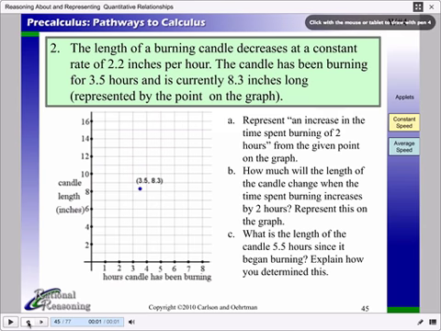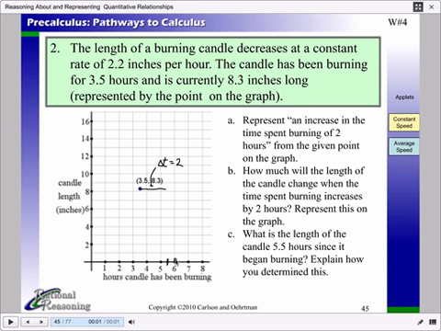Okay, so a change in the horizontal quantity means a horizontal line segment. That horizontal line segment right there represents delta t equals 2. You need a horizontal line segment that represents that change in time of 2 hours, starting at 3.5. So that puts us at what time? 5.5 hours. If we change the time by 2 from 3.5, we're at 5.5. That's the time in question.